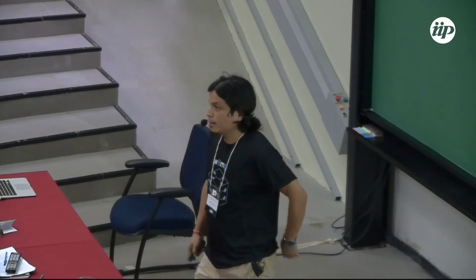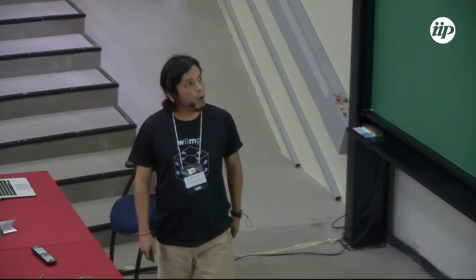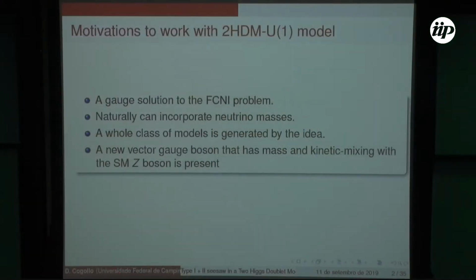This kind of model gives a gauge solution to the flavor-changing neutral current interactions, and naturally can incorporate neutrino masses. A whole class of models is generated by the idea that a new vector gauge boson that has mass and kinetic mixing with the standard Z boson exists. We have dark matter candidates, we have a rich phenomenology, and there are more motivations.